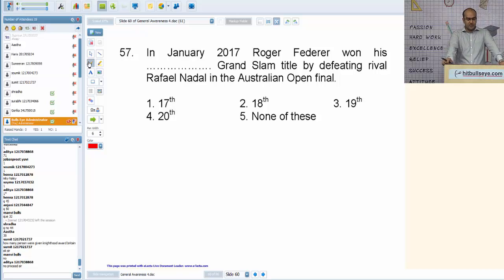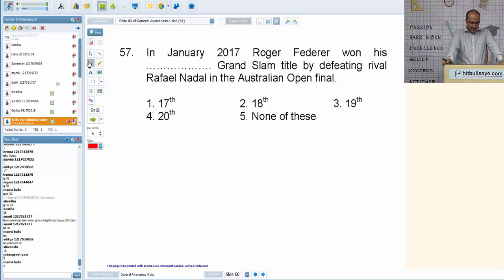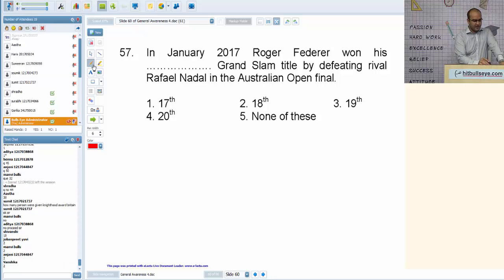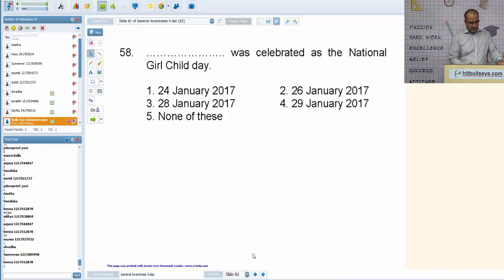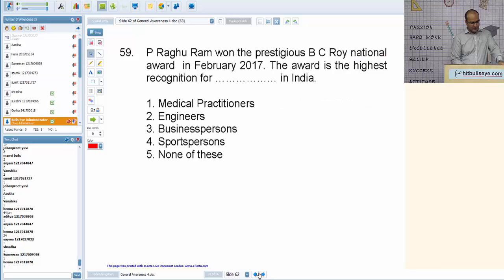In January 2017, Roger Federer won his which numbered Grand Slam title by defeating rival Rafael Nadal in the Australian Open final. Again, most of you know the answer correctly. Again, it was 18th. Which date was celebrated as the National Girl Child Day? Absolutely correct. So you'll have to be careful about whether the question is asking for national or international, right? National Girl Child Day is celebrated on 24th January.